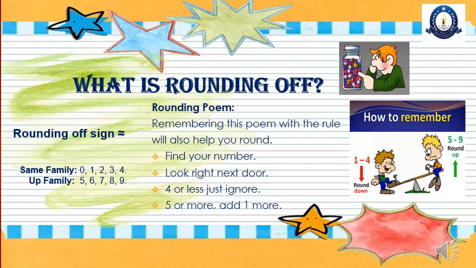The second thing is the rounding poem. Remembering this poem with the rule will also help you round. What are the rules? Find your number, the number which you have to round off. Look right next door, you will see the next number. Third rule is 4 or less, just ignore. 5 or more, add one more. When a question asks you to round or estimate, you are being asked about how many. Your appropriate number will help you solve the problem.